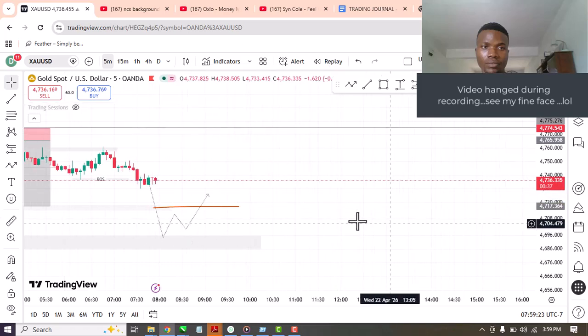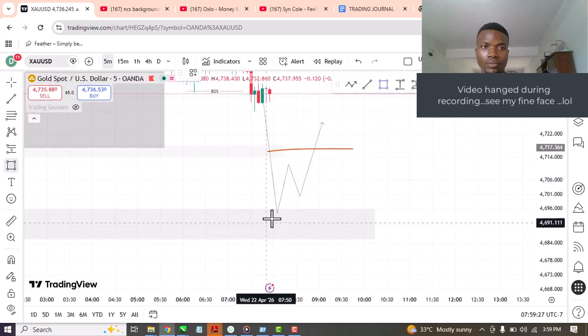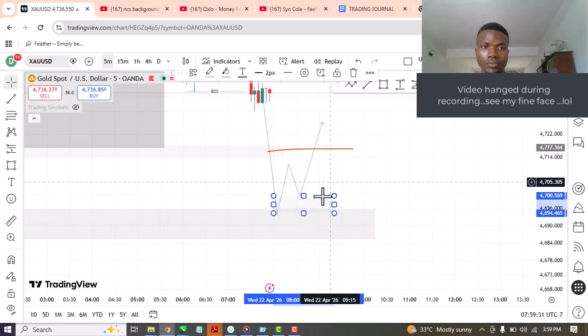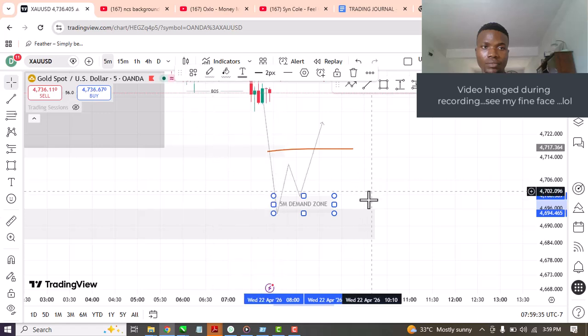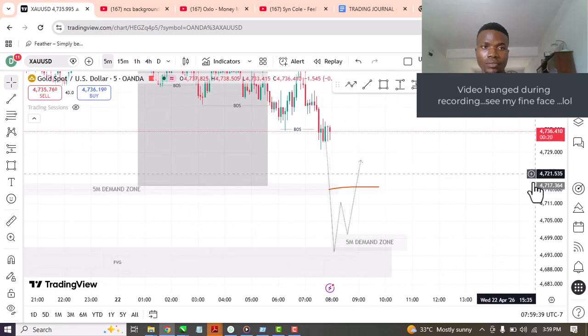So it simply means that I'm going to be buying at a demand zone around here. That is going to be a 5 minutes demand zone. So let's not be too realistic.